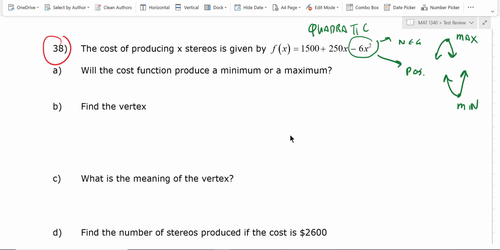So I know automatically that this graph is going to look like that, so it's going to have a max. That's how we know. You don't have to show any work on that. It's just knowledge that we have a maximum. Okay, all right. Now, vertex.